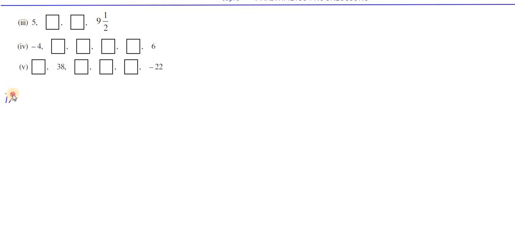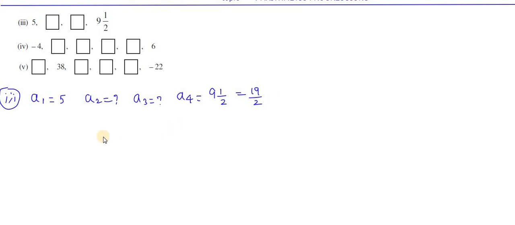So in the third problem, what did they give? They gave a1 equals 5, and we need to find a2 and also a3. They gave a4 equals 9 1 by 2. So 9 1 by 2 you can write as 9 2s are 18, 18 plus 1 is 19, which equals 19 by 2, by writing it as an improper fraction.